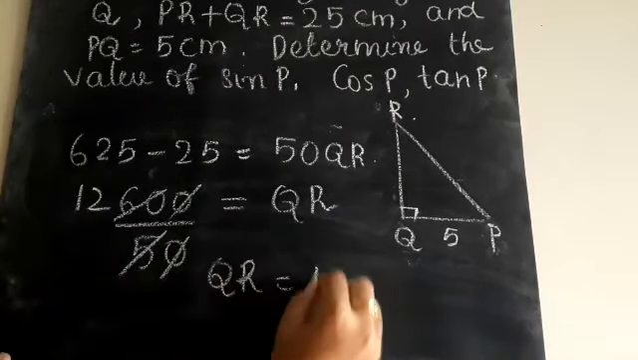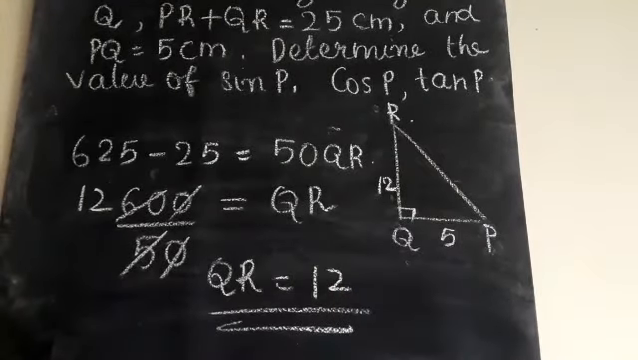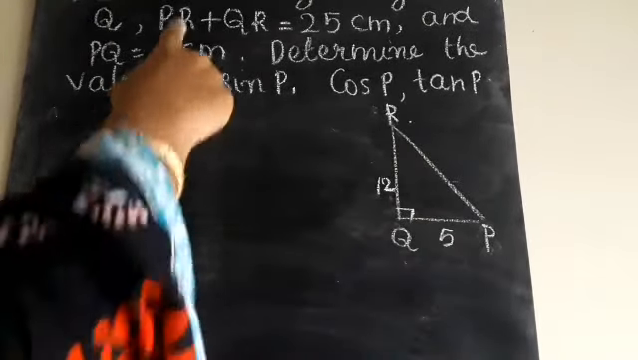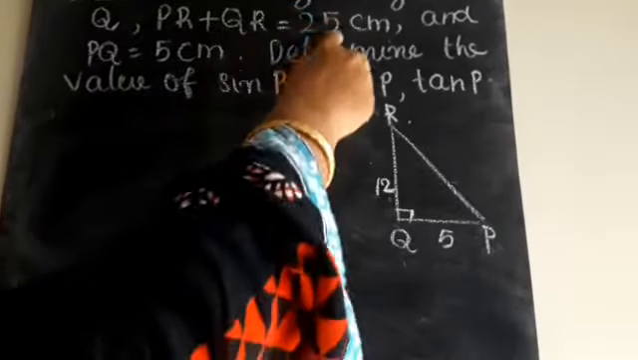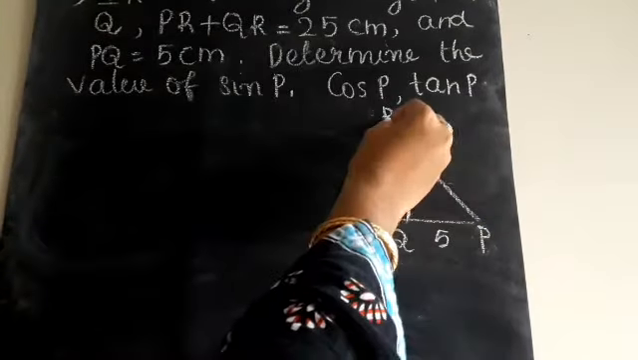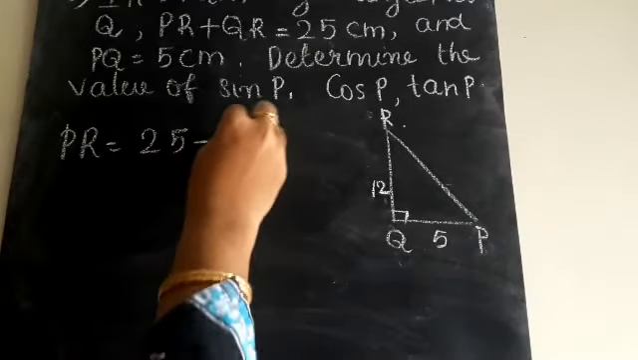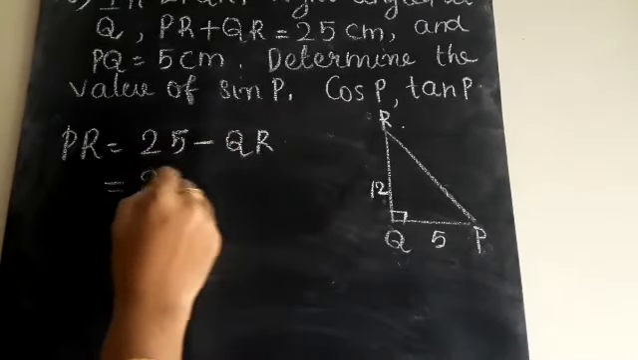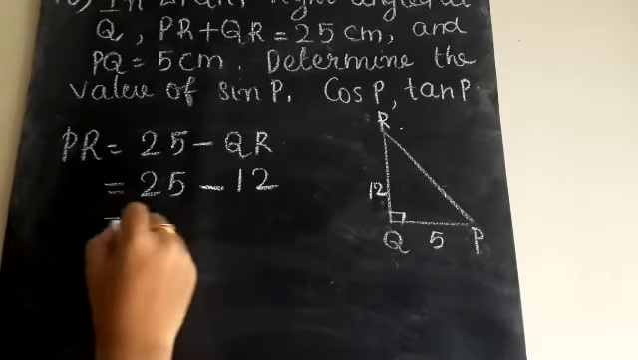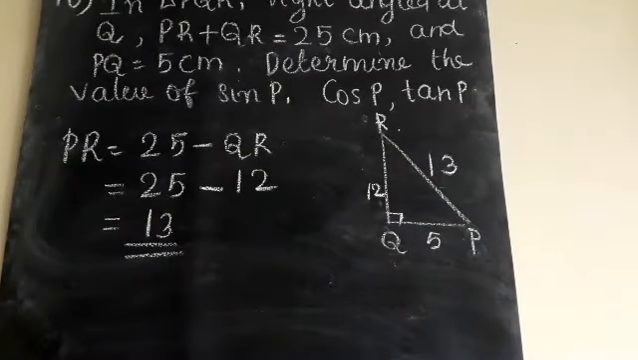QR is equal to 12. So one more side is remaining. What is that? It is PR. From the earlier relation we know that PR is 25 minus QR. The value of QR you already got, it is 12. 25 minus 12, what is that? It is 13. So PR is equal to 13.